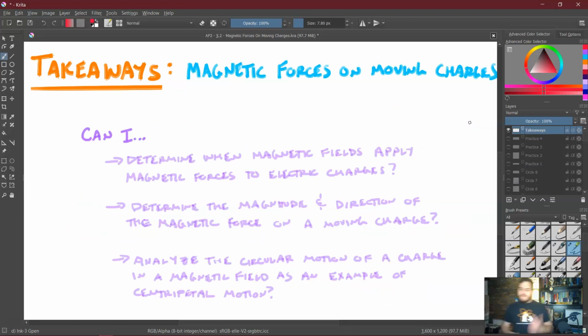So what are the takeaways on this first video of magnetic forces, specifically discussing magnetic forces on moving charges? Well, one, can we determine when magnetic fields apply magnetic forces to electric charges? Charge has to be moving perpendicularly, or at least partially perpendicularly, to the magnetic field. Two, can we determine the magnitude and direction of the magnetic force on a moving charge? The magnitude being equal to qvB sine theta, and the direction using our right-hand rule. And lastly, can we analyze the circular motion of an electric charge in a magnetic field as an example of centripetal motion?